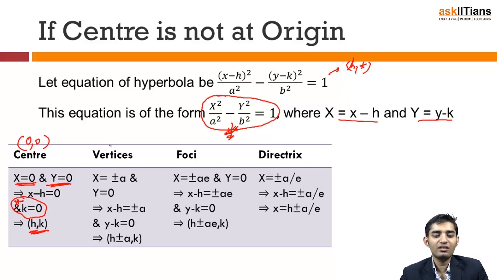Similarly, if I want to find the vertices, what are vertices in case of standard hyperbola? Plus minus a comma 0. This we already know. So capital X equal to plus minus a and capital Y equal to 0.